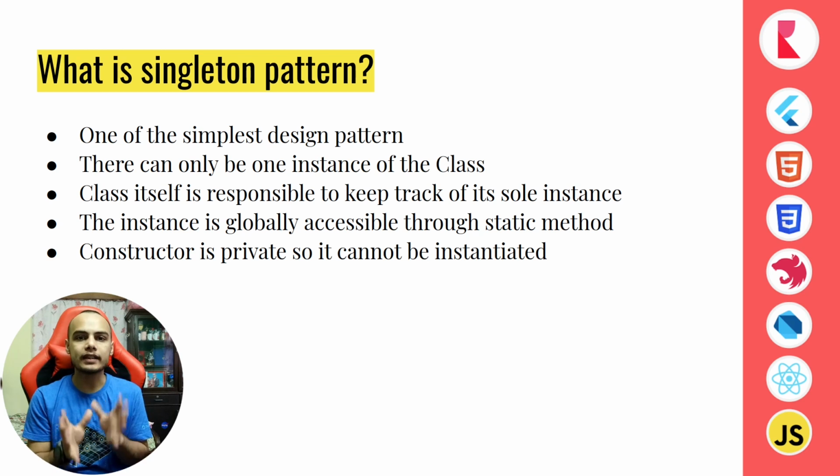And the class itself is responsible to keep track of its sole instance. The instance of the class should be globally accessible by creating a static method in the class that gives access to that instance. And also we need to make the constructor private so that we can prevent other instantiations of the same class. That is how we create a singleton pattern, that is, only one instance of a particular class.